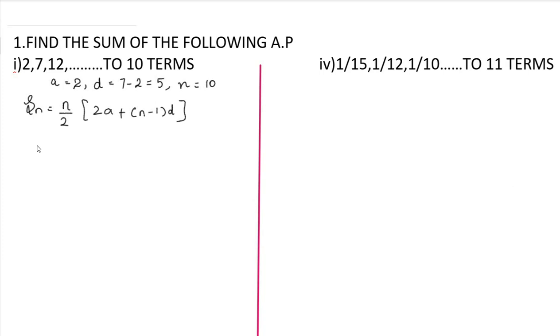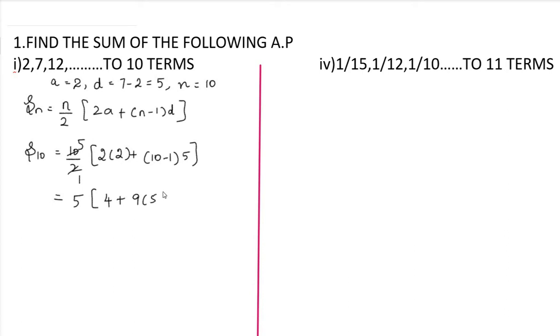Okay, shall I substitute this? Yes. S10 is equal to 10 by 2 into 2 into, what is a? 2, plus n is 10 minus 1 into d is 5. Okay, so 2 1s are 2, 2 5s are 10. So 5 into 2 2s are 4 plus 10 minus 1 is 9, 9 into 5. Okay, what is the next step?